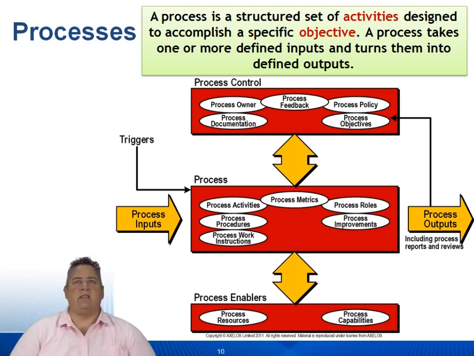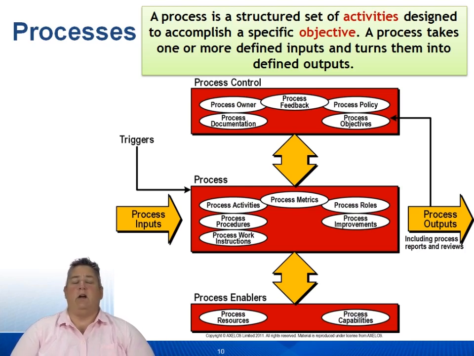A process is a set of structured activities designed to accomplish a specific objective. So we'll take one or more inputs, turn them into a defined output. I like this diagram very much because it really defines exactly what must happen. So we have a trigger that will start a process activity. Those process activities could be further defined into procedures or work instructions.